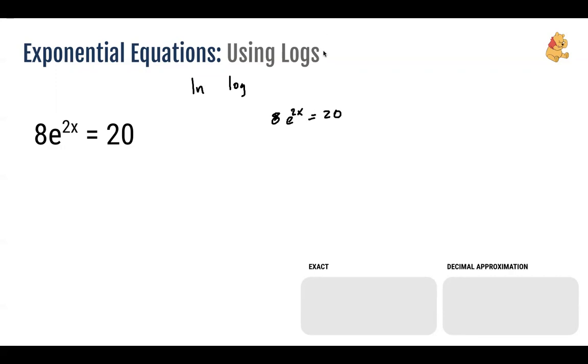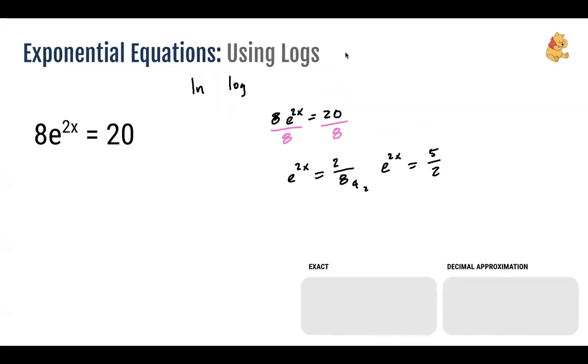The first step is to isolate the exponential expression. So this 8 needs to go. That means that we need to divide everything by 8. And we're going to end up with the exponential equation looking like e raised to the power of 2x is equal to 20 over 8. And then we might want to simplify the fraction. If we get half, it's going to be 10 over 4. Half of that is going to be 5 over 2. So this is equal to 5 over 2.